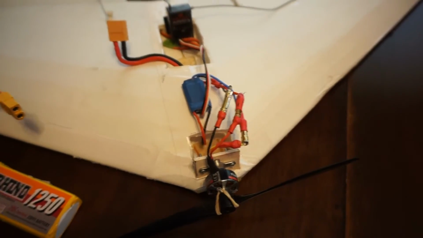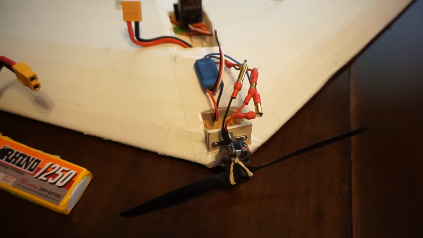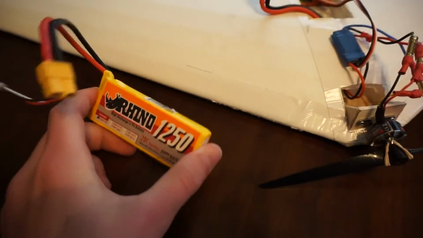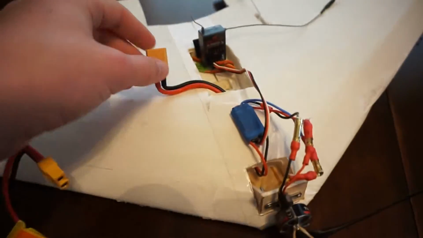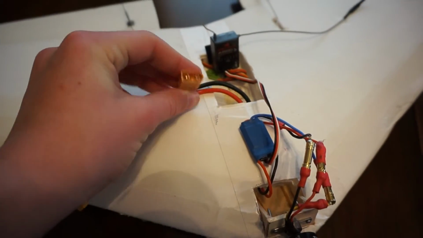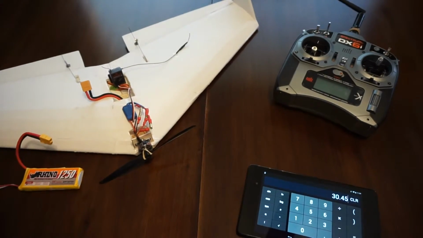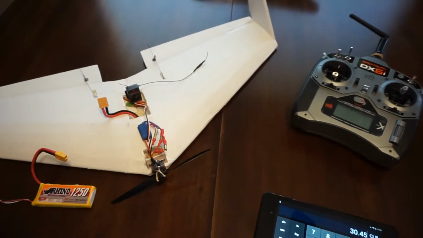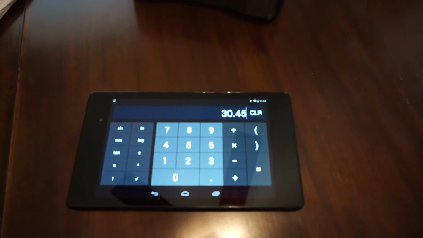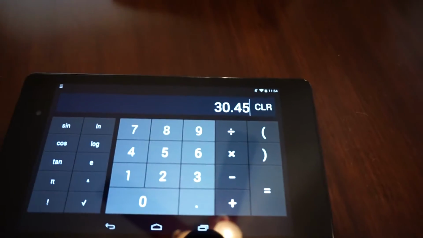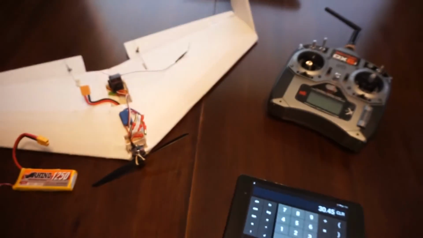That's another simple $2 at your hobby store. And then, of course, you don't need to buy this battery. That's just what I'm flying. And with the ESC, it doesn't come with your battery plug, which you have to buy separately. And with all that, that added about $5 to my price for the entire thing. So I was able to buy all the electronics for just $35, which is extremely cheap.